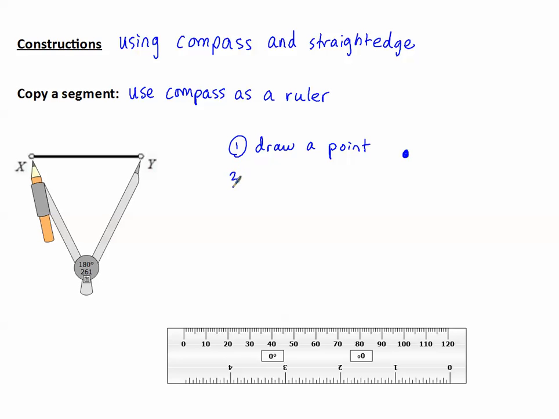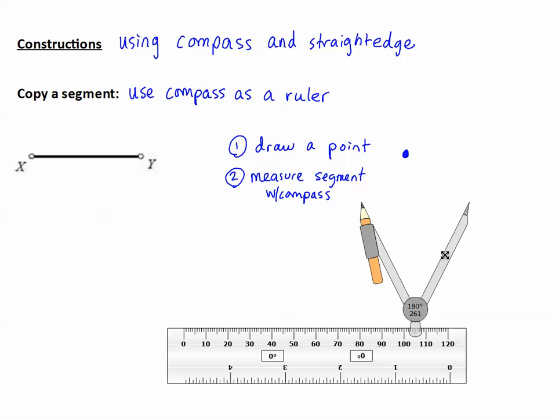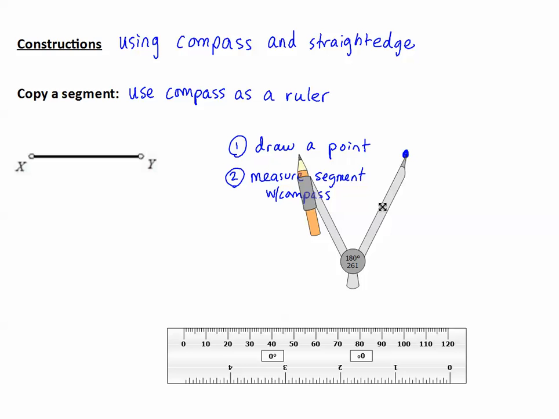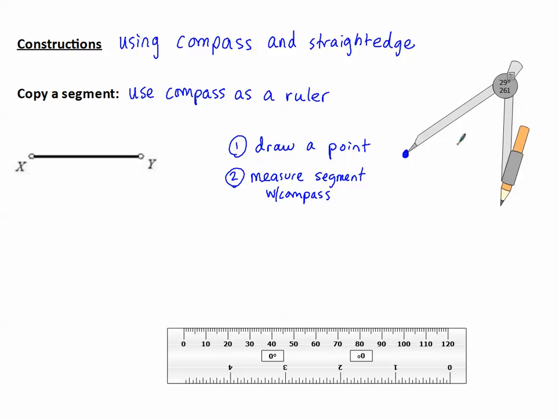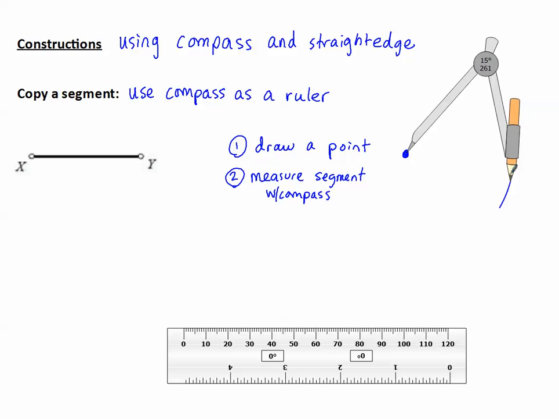So what did we just do? We measured the segment with the compass. Now let's go over to this point and say, well, from this point, I can put a point here. Now that's kind of in my way, so I'm going to swing it around and put the point somewhere else. Here's where it is. So I'm going to use my compass, just draw an arc. I can draw a little arc, or if I wanted, I could draw a big arc. It doesn't really matter how big my arc is. So I draw an arc.